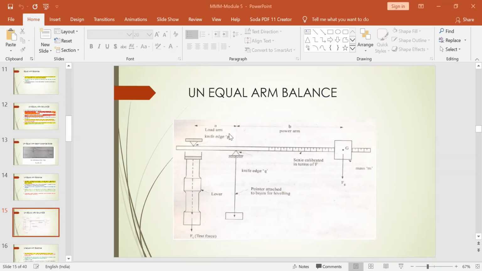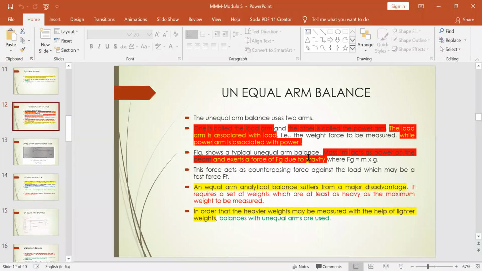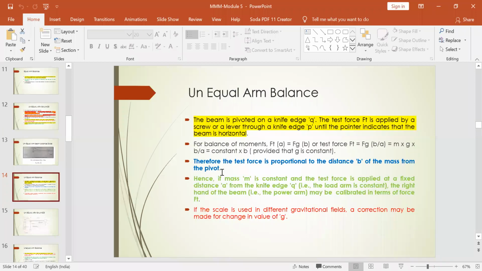So this distance A will be fixed, whereas B can be varied, and even the knife edge Q point will be fixed to balance the entire arm balance. Then I told you to apply the moment equation for both the load arm and the power arm. For balancing the moments, the test force into the load arm A will always be equal to the gravitational force exerted by the standard mass into the power arm distance B.